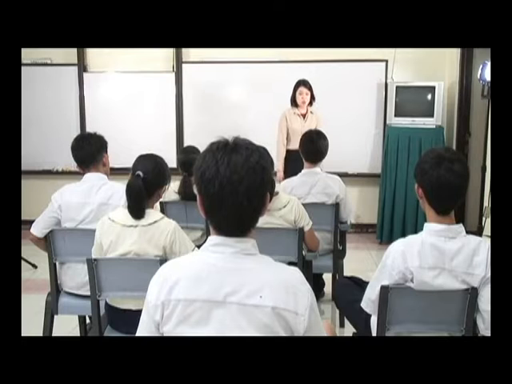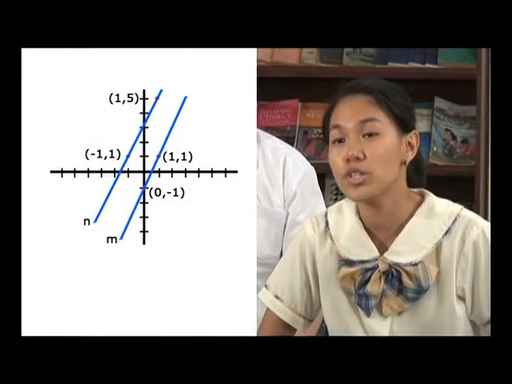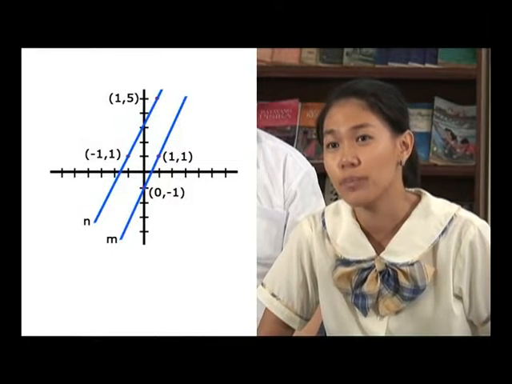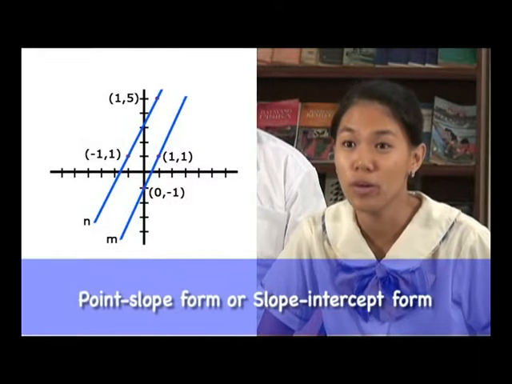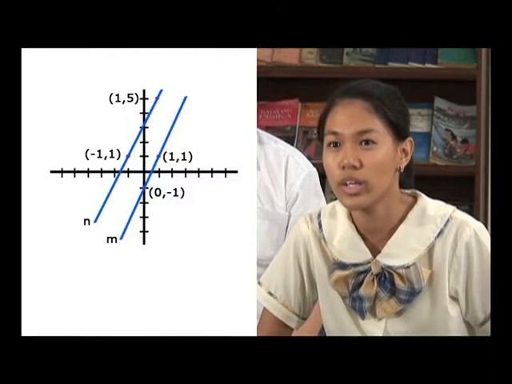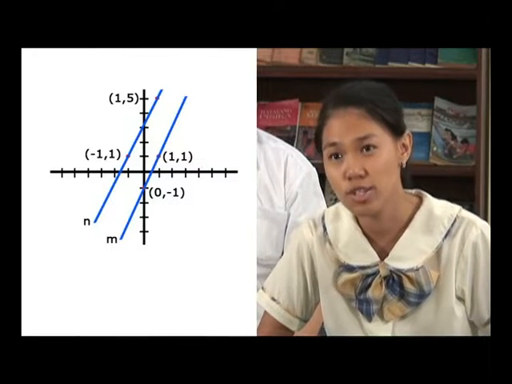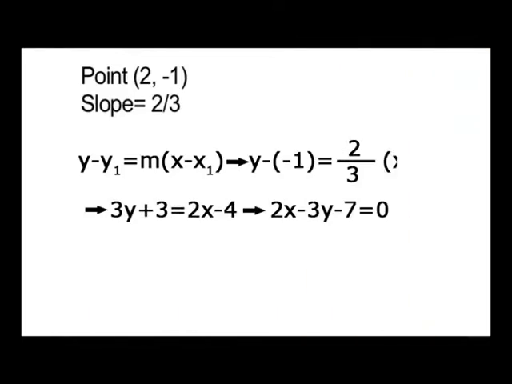Okay, so we know the slope. What else do we need to find the equation? If we know the slope, we can use either the point-slope form or the slope-intercept form. I know the given line passes through the point (2, -1), so we can use the point-slope form. Can I solve for the equation, Miss Michelle? Sure, go ahead. The equation of the line is 2x minus 3y minus 7 equals 0. Well done. Let's have another problem.